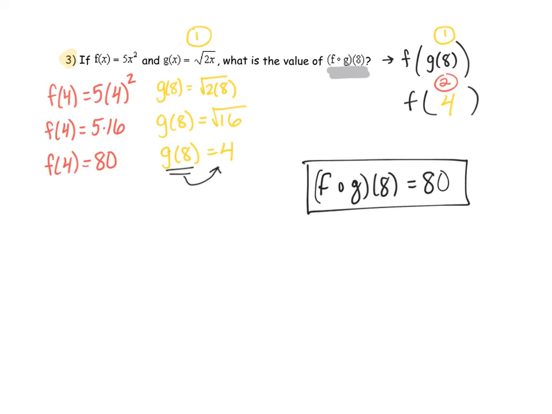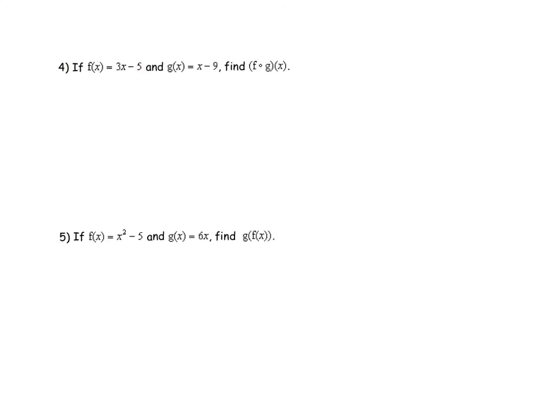Awesome. All right, let's try a couple more examples. All right, so number 4, I'm saying if f of x is this and g of x is this, I want you to find f of g of x. So we could rewrite it like we always do, f of g of x. So basically, we're taking the g of x function and putting it into the f function, right?